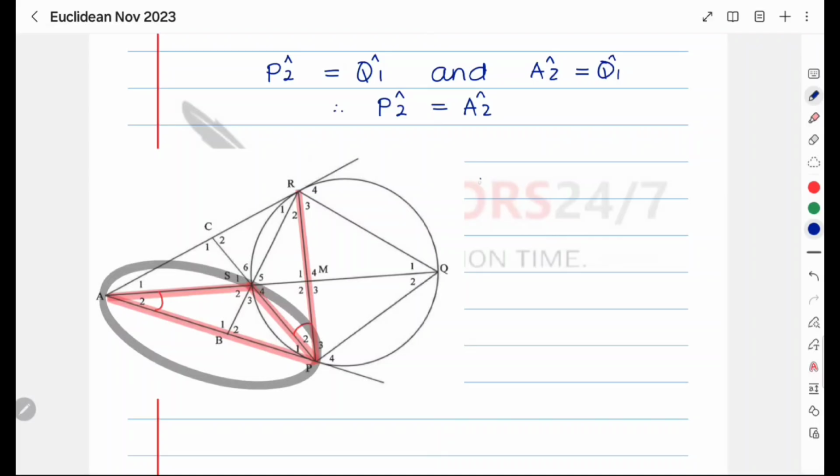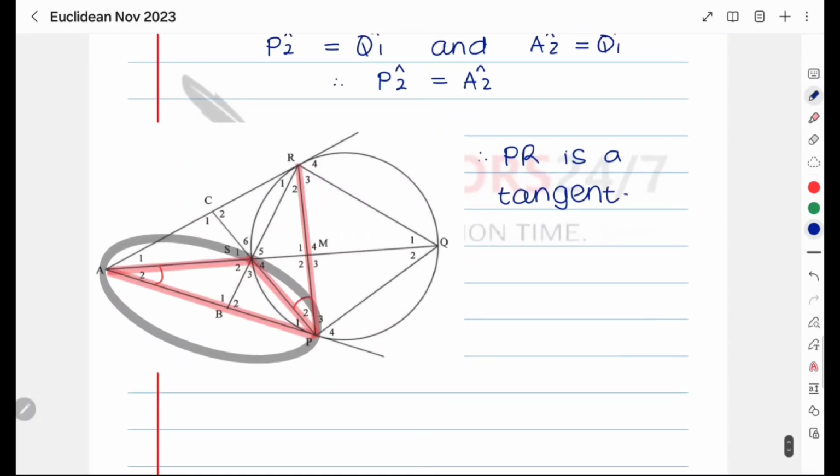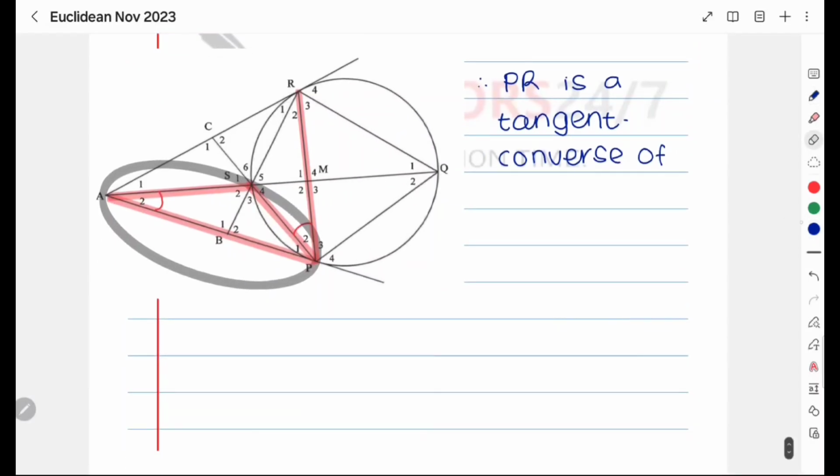From here, we can therefore state, because we've proven that P2 is equal to A2, we can state PR is a tangent. And our reason is the converse of the tan chord theorem.